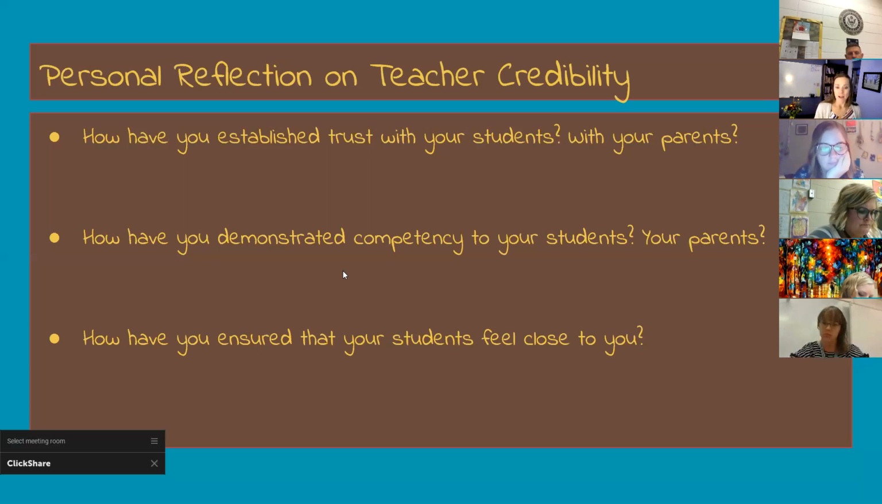And I think, you can give me a reaction on this one, but this last one: how have you ensured that your students feel close to you? We know how to do this when we have students in our classroom. So what are we doing when our students are away from us and we possibly go back to level 2 or even level 3? Because this is really important. This is how we continue to have credibility with our students, when they feel close to us. They want to do work. This is going to blow your minds. They want to do work when they like you and respect you and you have credibility with them.